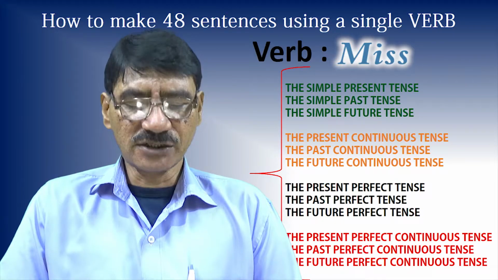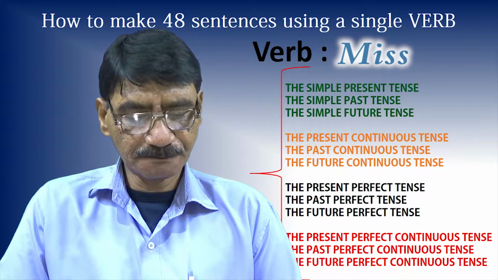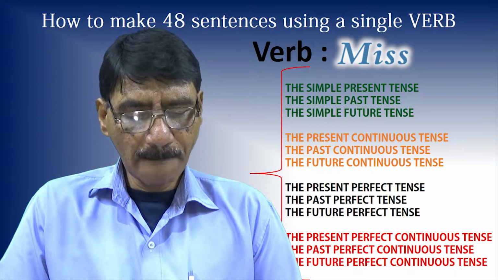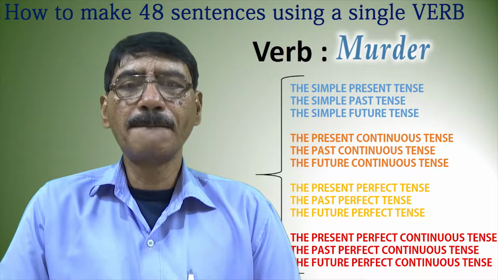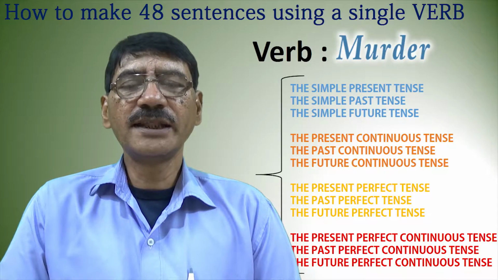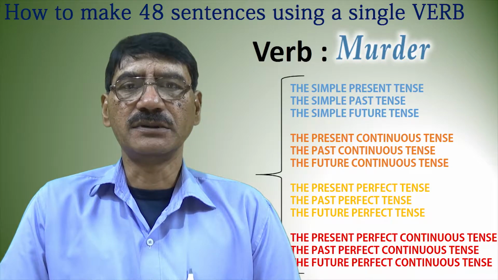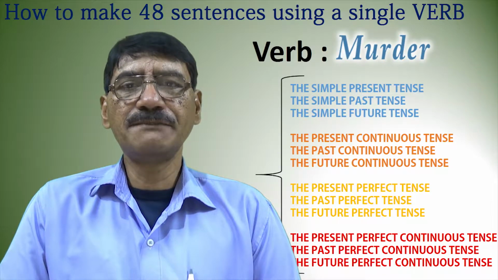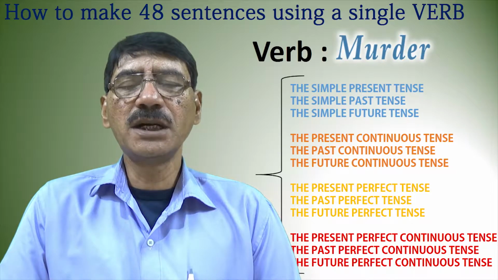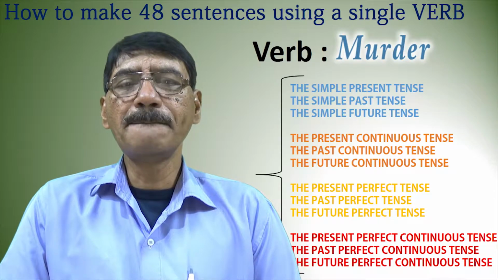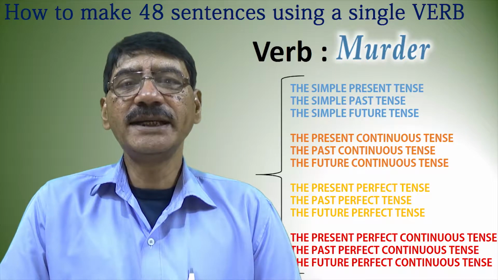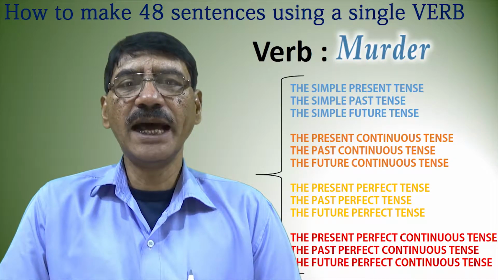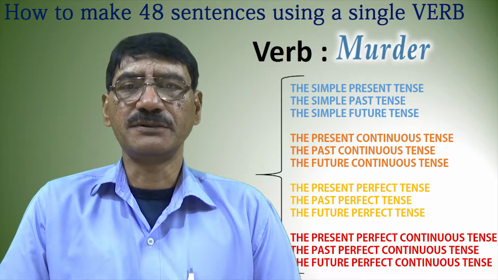Let's go to the next verb. The next verb is murder. The sentence is, thieves murder people. Thieves don't murder people. Do thieves murder people? Don't thieves murder people? Thieves murdered people. Thieves didn't murder people. Did thieves murder people? Didn't thieves murder people?